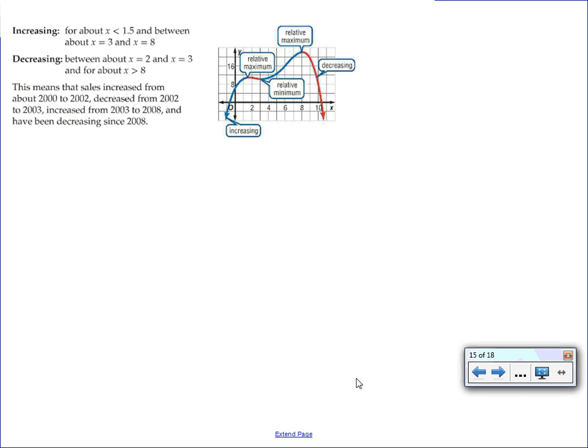Okay, increasing and decreasing. Let's look and see on this graph, when is it increasing, when is it decreasing? All right, it's increasing when x is less than 1.5, right? So here is 1.5, right, on our x.